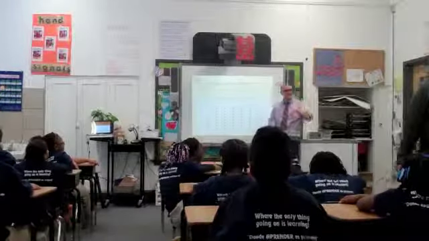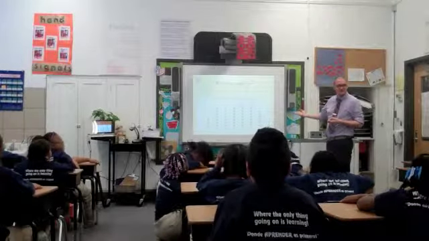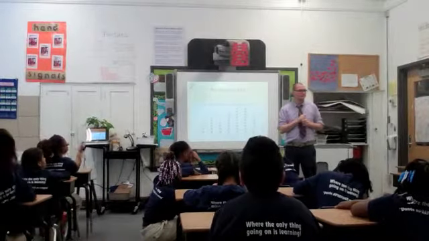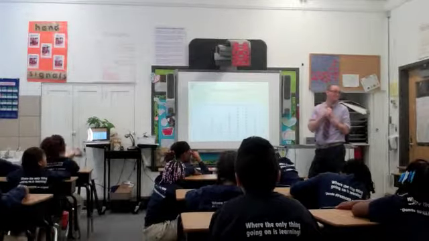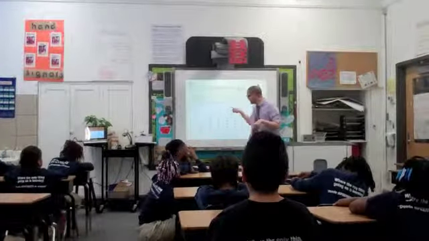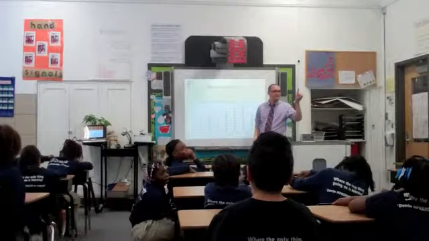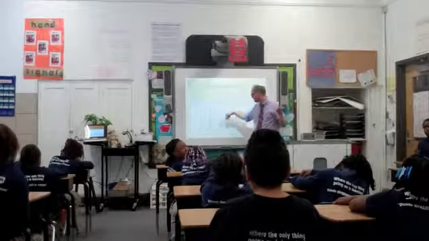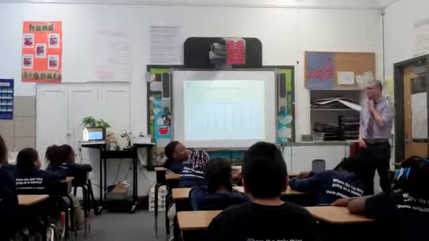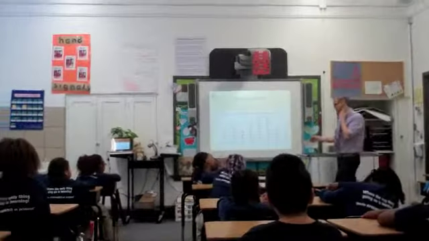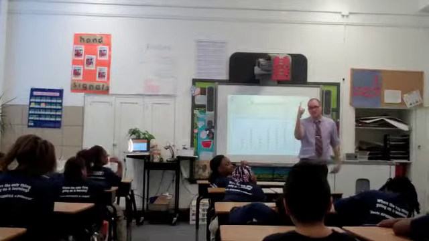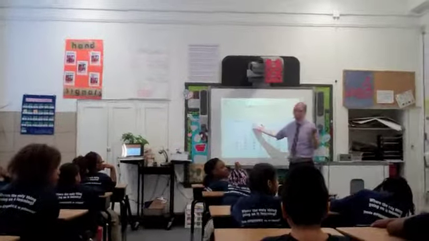Elizabeth, you were saying something. It doesn't have a bar, it doesn't have pictures. It has X's. Look, for each X, it's 1 child. Does it have a key? Everybody, does it have a key? No. So we know 1 X equals 1 person, or in this case, 1 child.